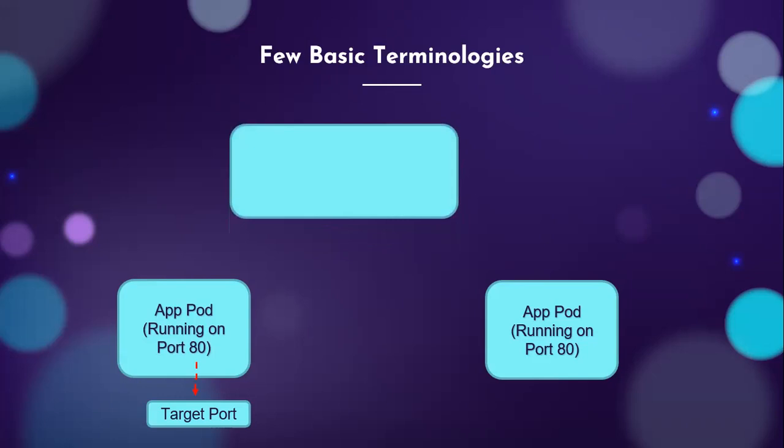Now the two pods are already running in my Kubernetes cluster. I'm going to create a service, which is running on some specific IP and port, and is going to route my traffic towards the application pods. The ports that I'm going to define on my service will be referred to as ports. And from these services, the traffic is going to be routed to the pods.